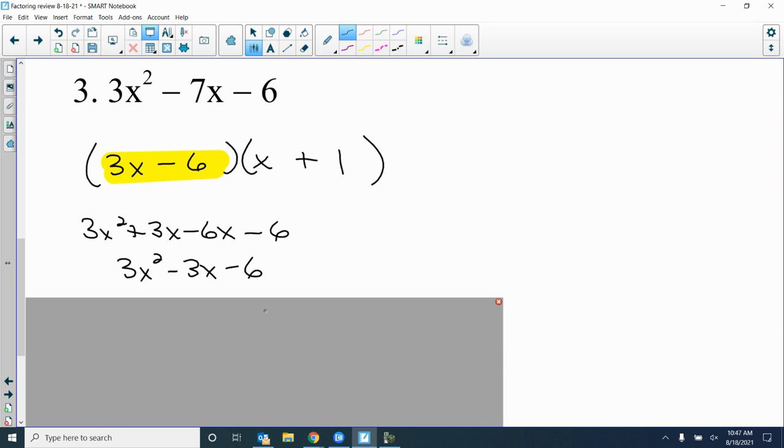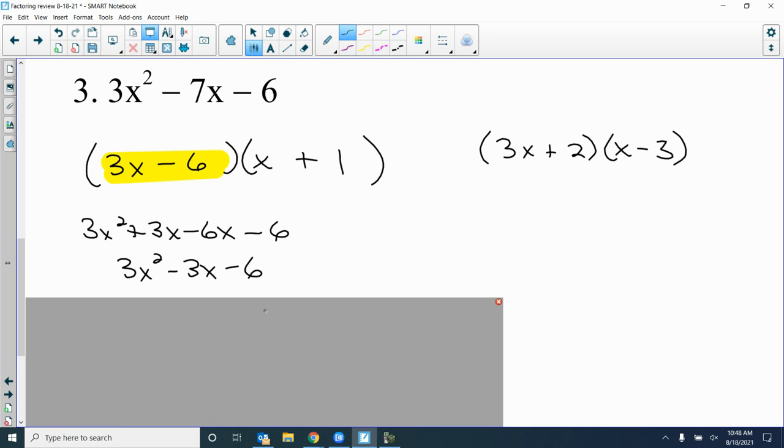Does anybody know the answer? Has anybody figured it out? Anthony. Is it 3x plus 2 and then x minus 3? He says 3x plus 2 and x minus 3. At this point, you should know whether that's right or wrong, because you've kind of checked it. So is it right? Better be. 3x times x.